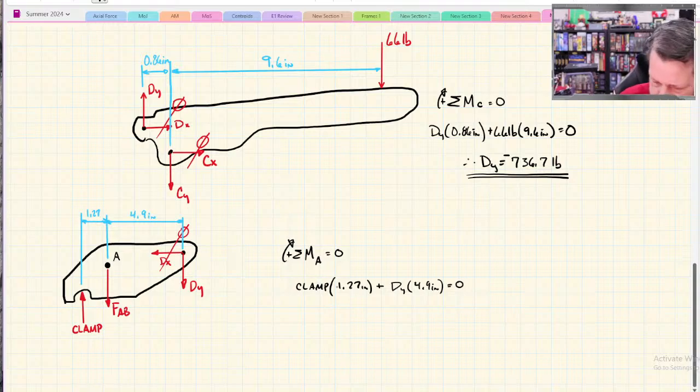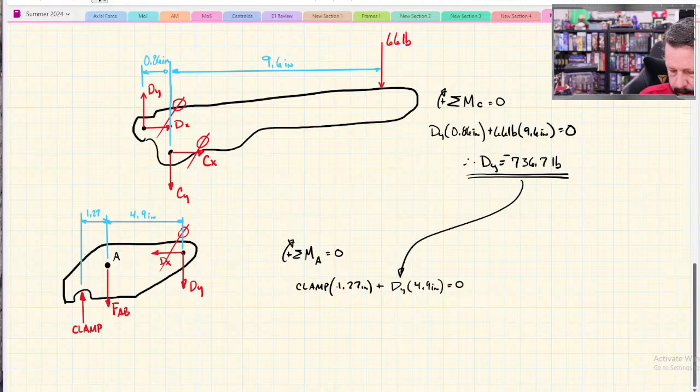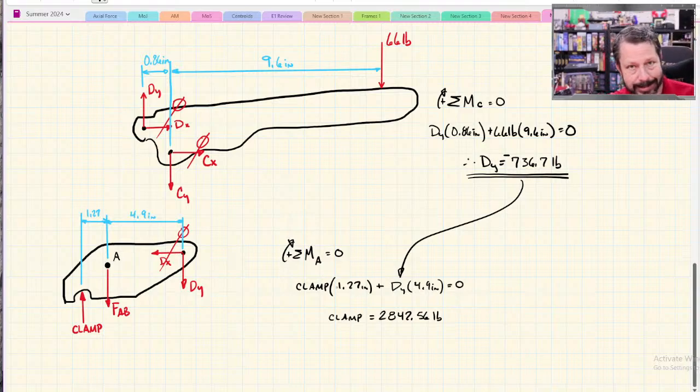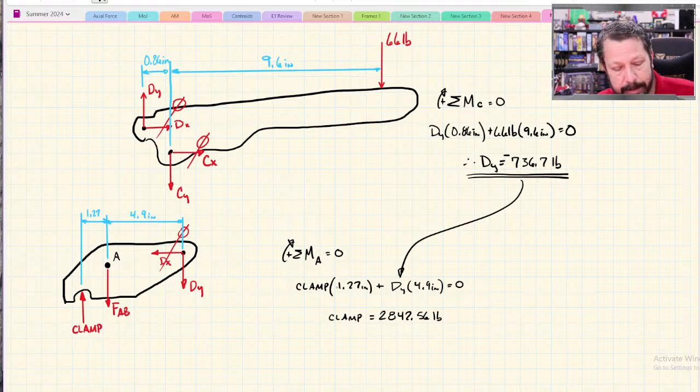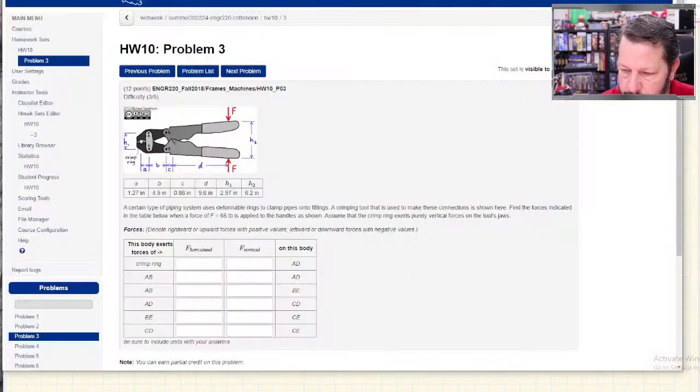So let's see. We found a value for dy that we can plug into this equation. So negative 736.7 times 4.9 divided by 1.27 gives us a clamping force equal to 2,842.56 pounds. So I apply 66 pounds of force to the handle, and I get nearly 3,000 pounds of force at the clamping jaw. Hopefully that gives our web work numbers.